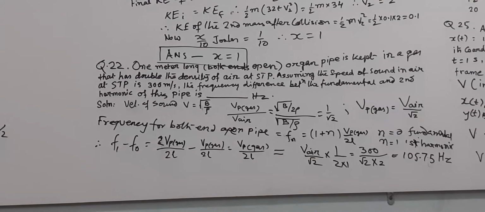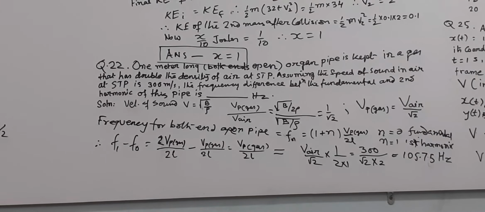Now velocity of sound is known, that V equal to root under bulk modulus by density. So taking the ratio of velocity in the pipe which has gas filled and the velocity in air, dividing these two will give us root under B by twice rho divided by root under B by rho, so it will give us 1 by root 2. That means velocity in the both ends open pipe filled with gas will be velocity of air divided by root 2.